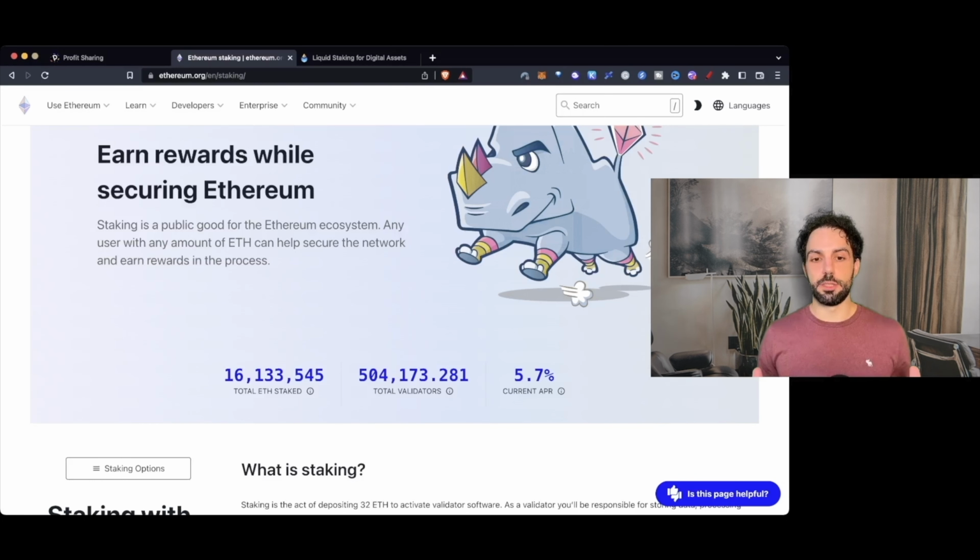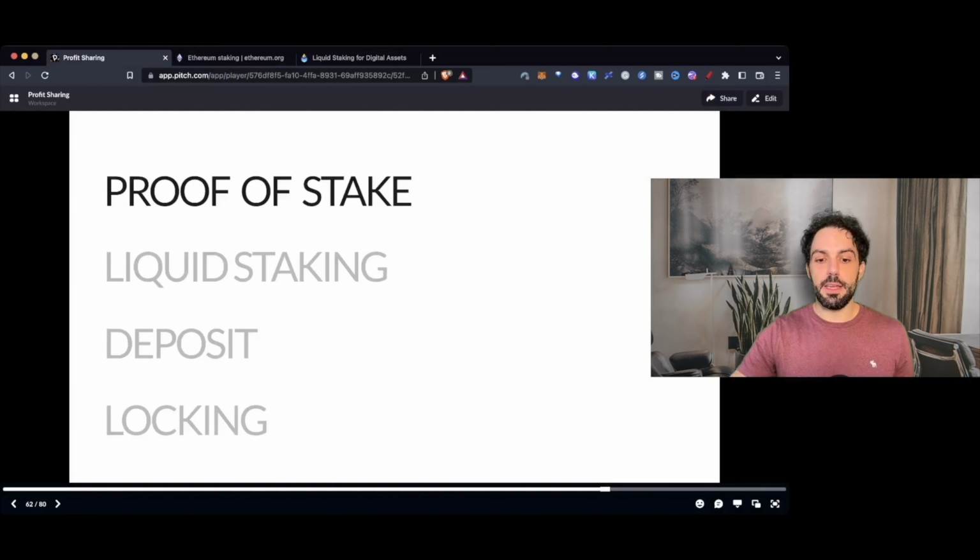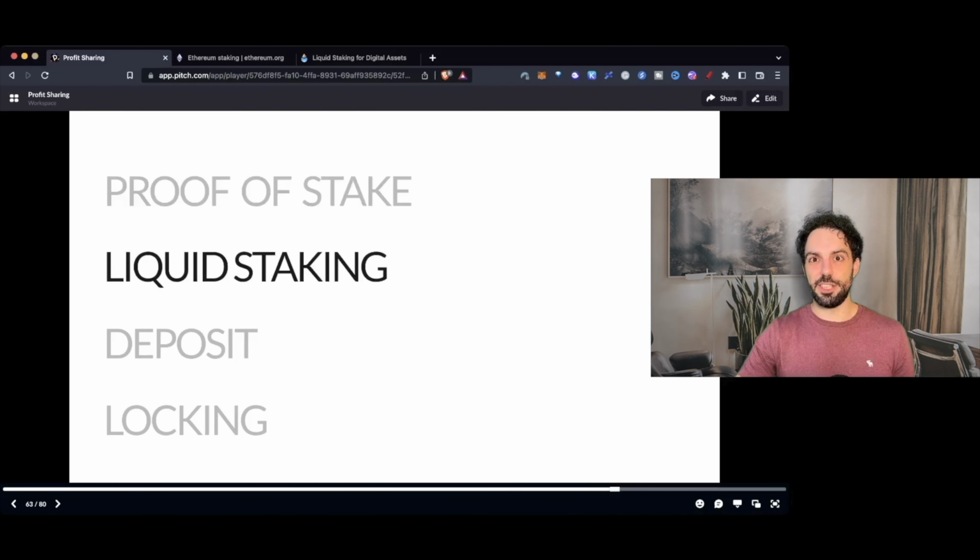So what is the solution? That's the reason why there is a second alternative and a second use case for staking. It is called liquid staking.